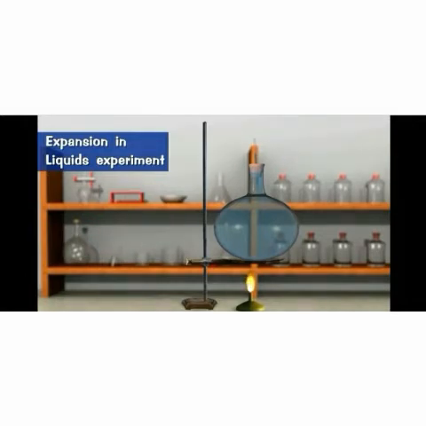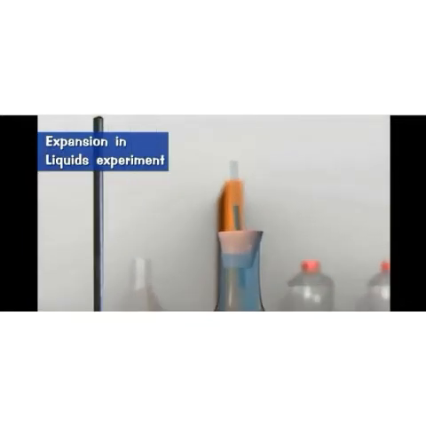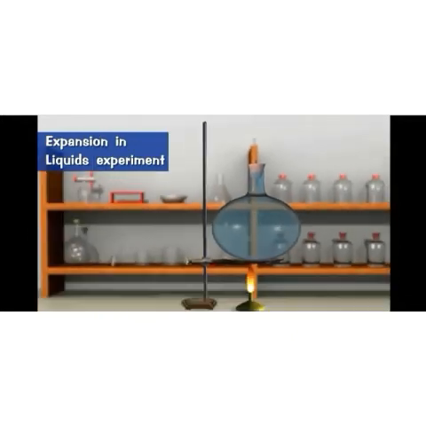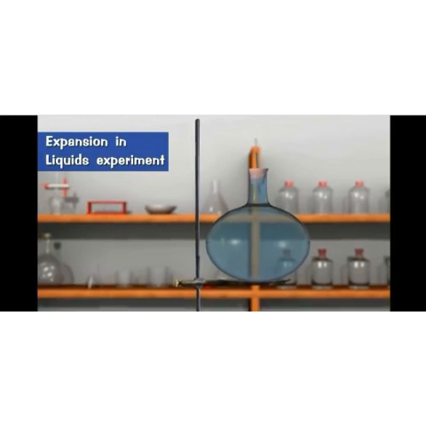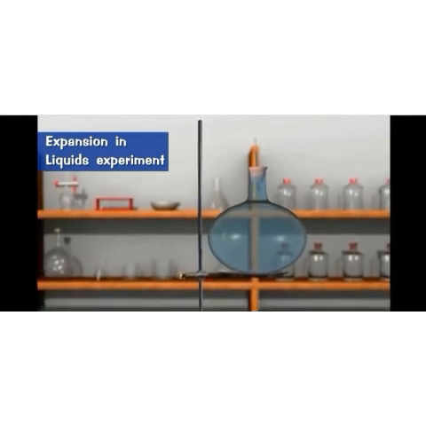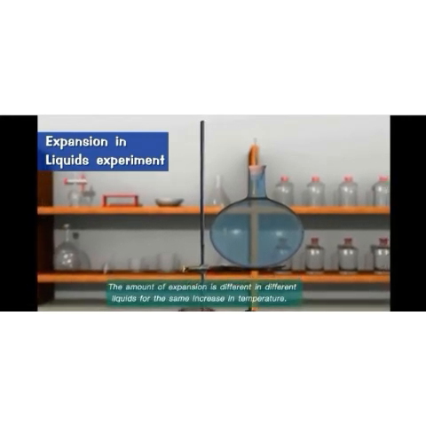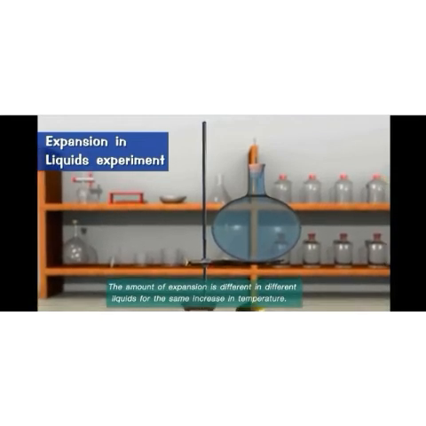Heat the liquid. You will notice that the level of the liquid in the tube goes down initially as the flask gets heated first and expands. When the heat reaches the liquid, it expands and its level in the tube goes up. Cool the liquid to normal temperature. The level will go down again. The amount of expansion is different in different liquids for the same increase in temperature.